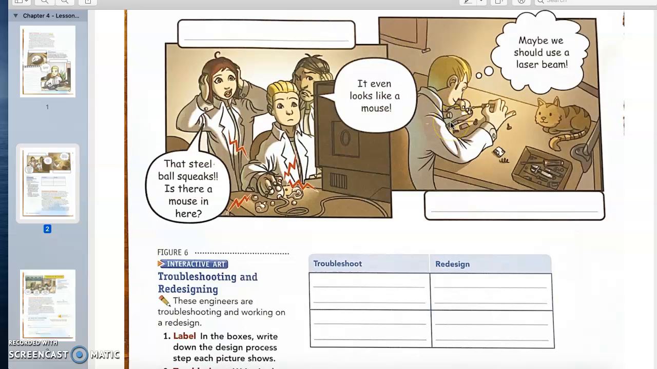In this picture, it looks like he's using tools to make some changes. What part of the process is this? Right, this is going to be the redesign portion.